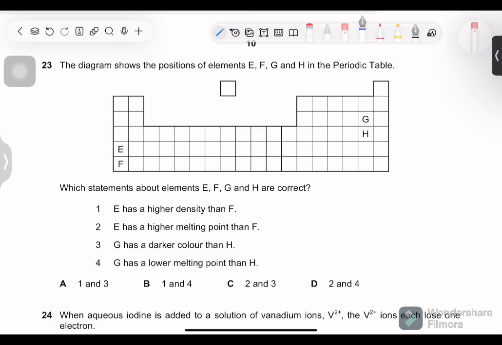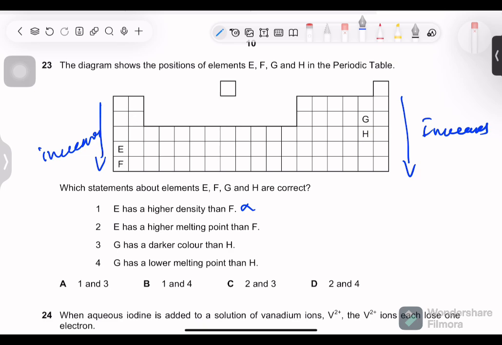This is the trend you need to be knowing, and density down the group 7. This is a trend you need to be knowing. The density down the group increases in both cases. So E has a higher density than F. E has a higher melting point than F. Well, now another trend is being involved, the melting points.